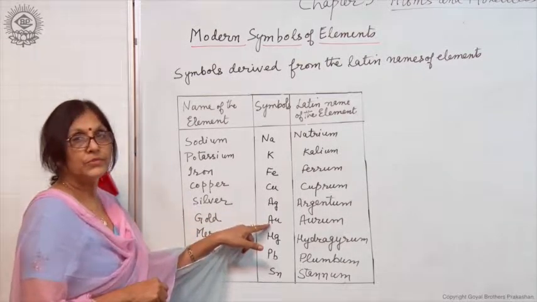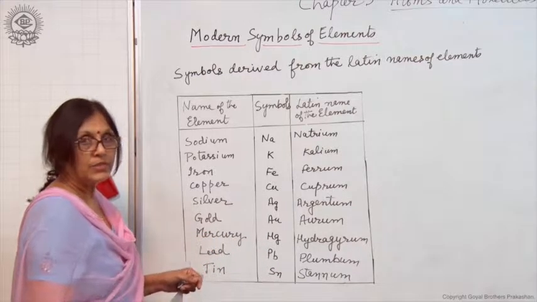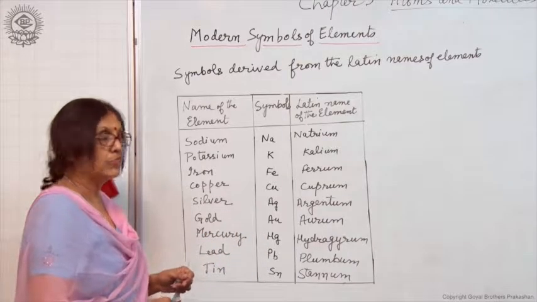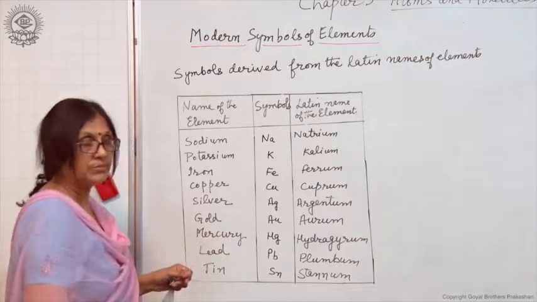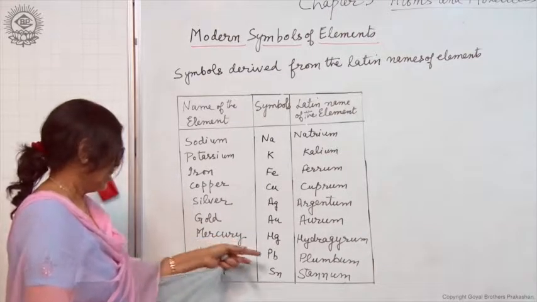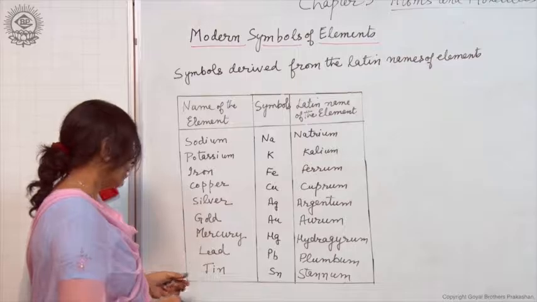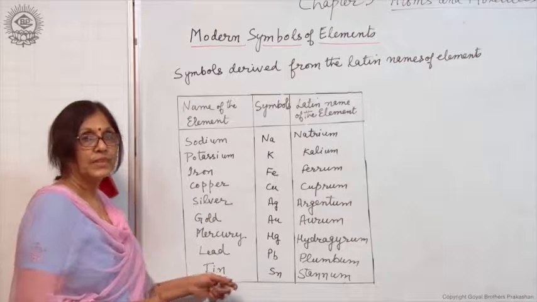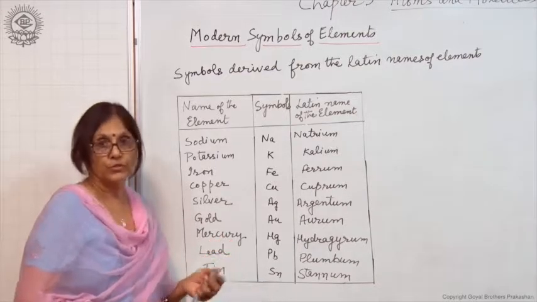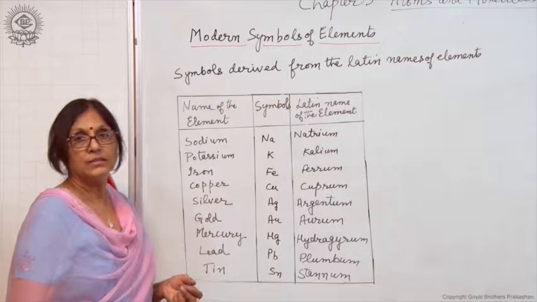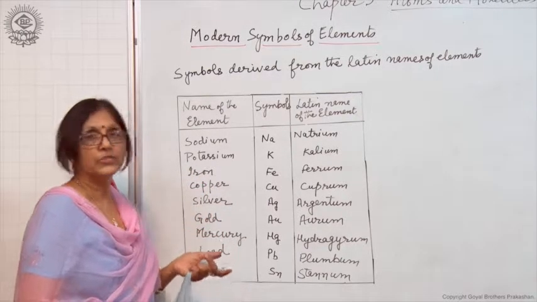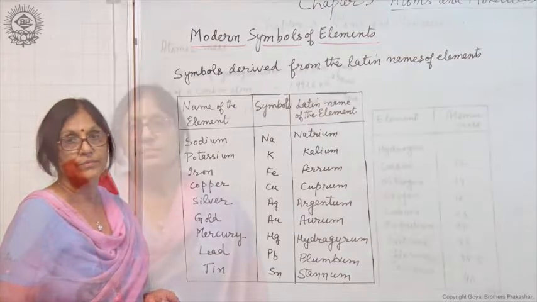Gold, symbol is Au and Latin name is aurum. Mercury, symbol is Hg and Latin name is hydrargyrum. Lead, symbol is Pb and its Latin name is plumbum. Tin, symbol is Sn and its Latin name is stannum. So, you can also gradually learn the Latin names of these elements from which the symbols have been derived.